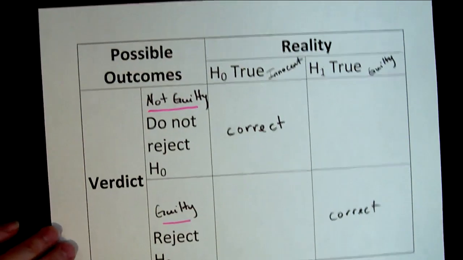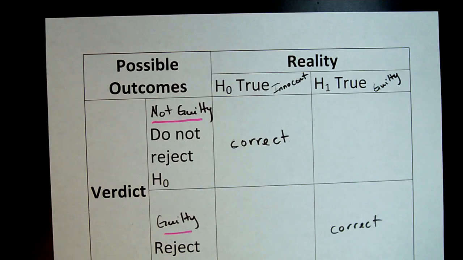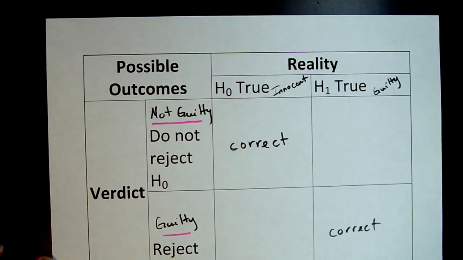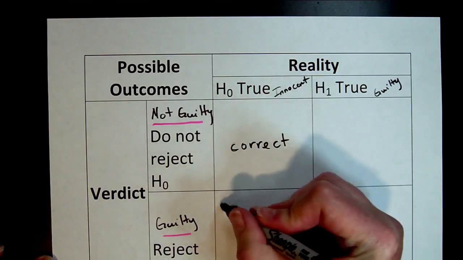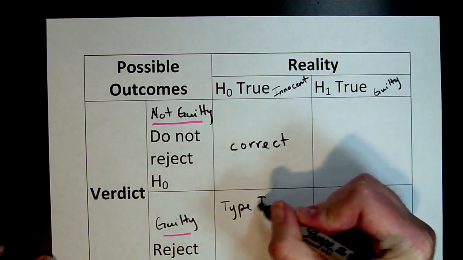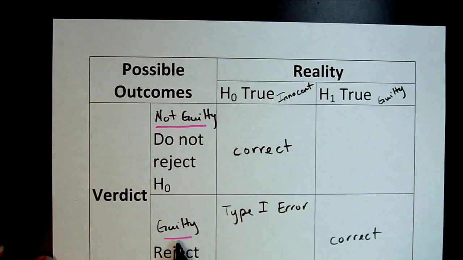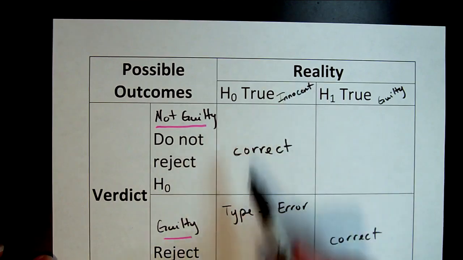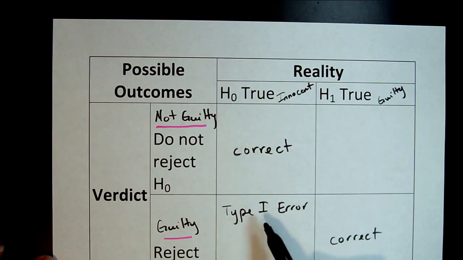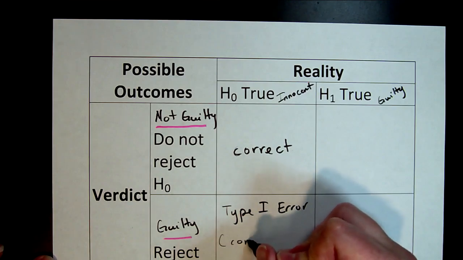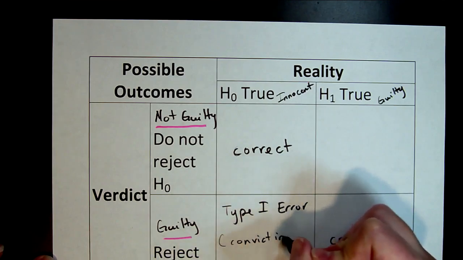Okay, what are those type 1 errors? Well, we said a type 1 error was rejecting the null hypothesis when in fact the null hypothesis is true. If that happens, you've got a type 1 error. So if the jury says guilty when in fact the defendant is innocent, that's a type 1 error. You can think of a type 1 error as convicting an innocent person.